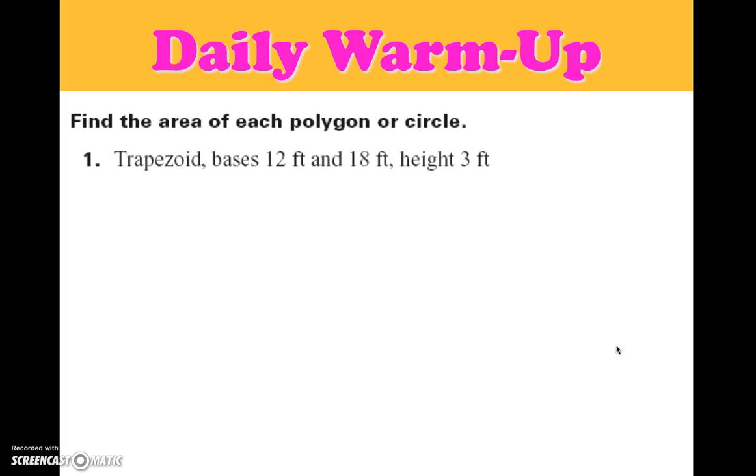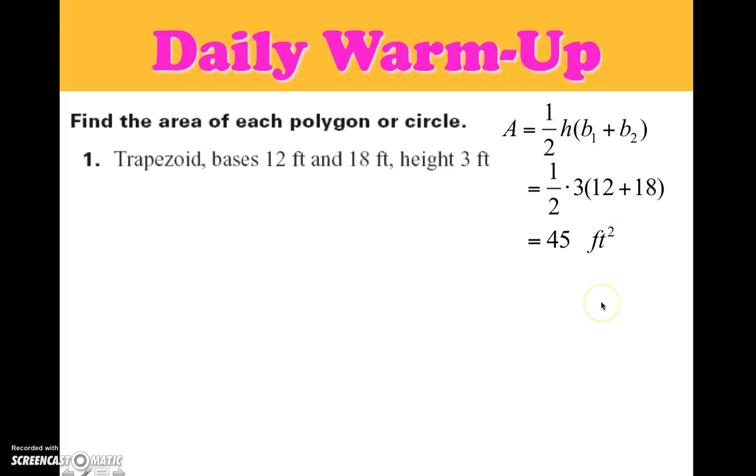All right, let's see how you did. Find the area of each polygon or circle. So here's a trapezoid. Here's the formula, and it's just plug away. And as my calculus teacher said in high school, plug and chug. So chug away, you just plug it in. And there you go, 45 square feet.